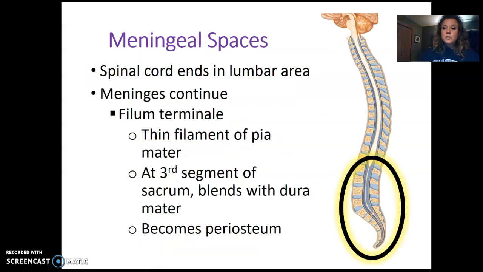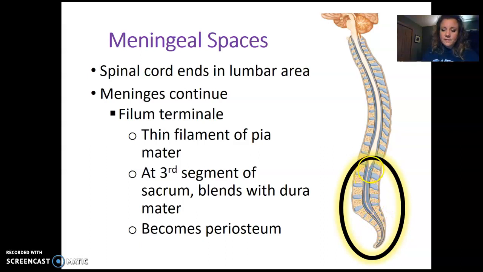Now, the spinal cord, it may interest you to know, is going to end in the lumbar area, so it doesn't travel all the way down into the sacrum. The reason for this is because the spinal cord grows more slowly than the vertebral column, and so the vertebral column just outpaces it. So anyway, the meninges, which are surrounding that spinal cord, are going to continue through the lumbar section of the spine down into the sacrum.